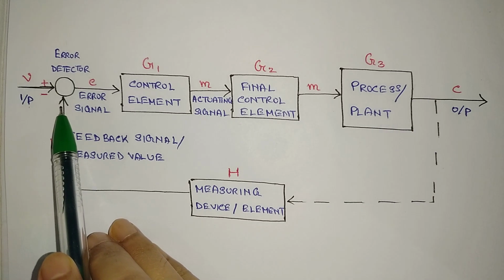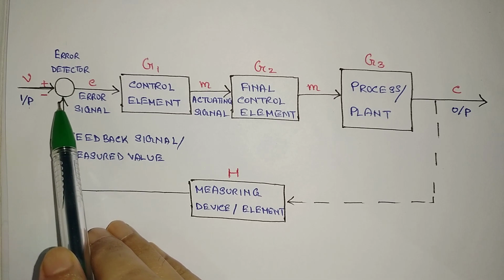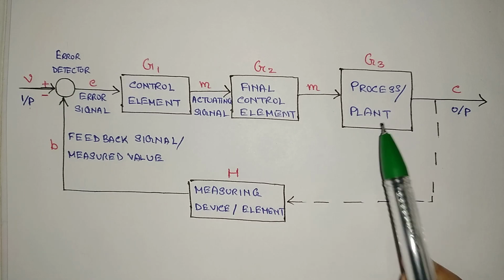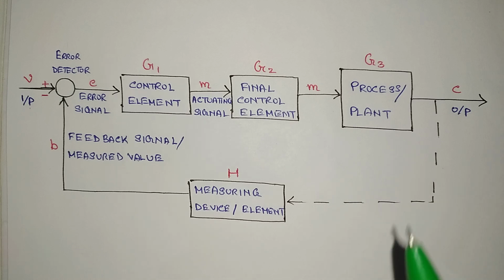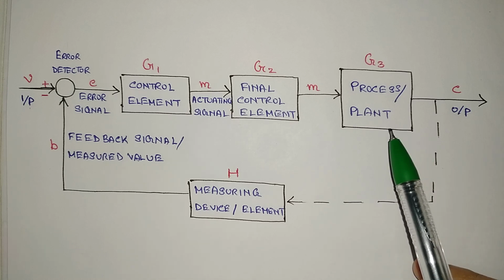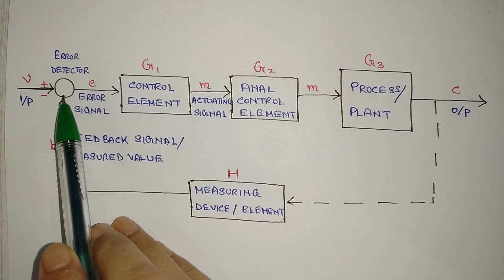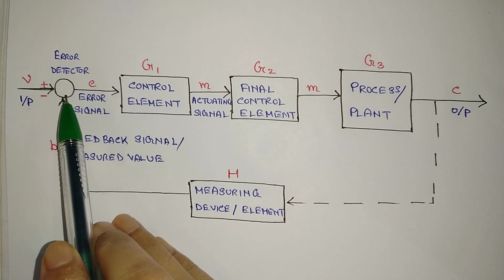Now in the error detector we have already preset our set point. For any condition we have to set a set point. For example, when we are keeping the temperature of this plant, we have a particular set point of temperature for this plant. That set point we have input in the error detector. Therefore the input of the set point is in the error detector.